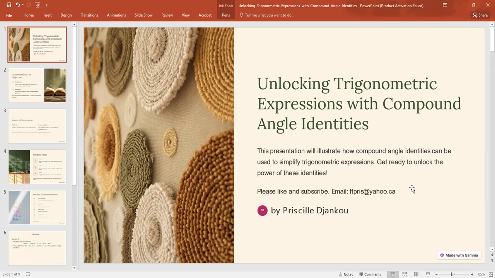The theme of our discussion is entitled Unlocking Trigonometric Expression with Compound Angle Identities. So this presentation will illustrate how compound angle identities can be used to simplify trigonometric expression. Therefore, get ready to unlock the power of these identities.